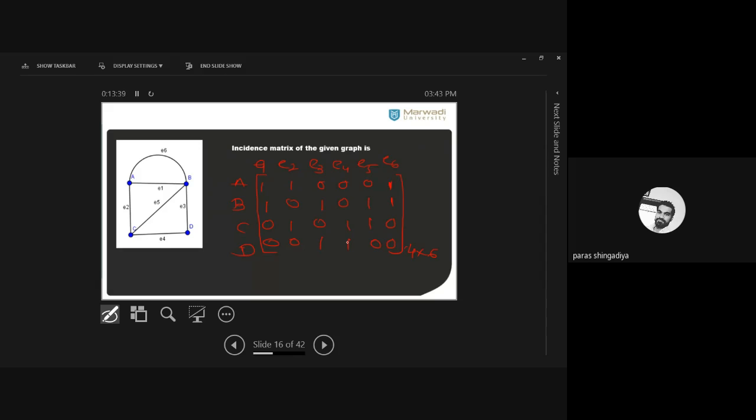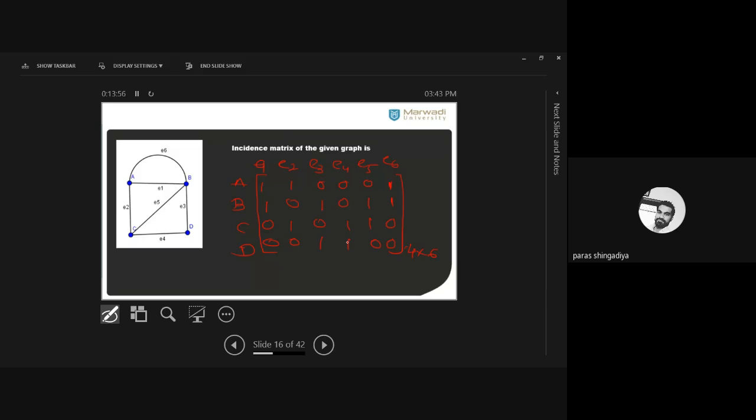Clear? So this is your answer. Okay, there is a correction with our actual answer. D is connected with E3, E4. So replace those with 1 first, and put a 0 in the rest of the entries. Okay. B is incident with E1, E3, E4, E5, E6.